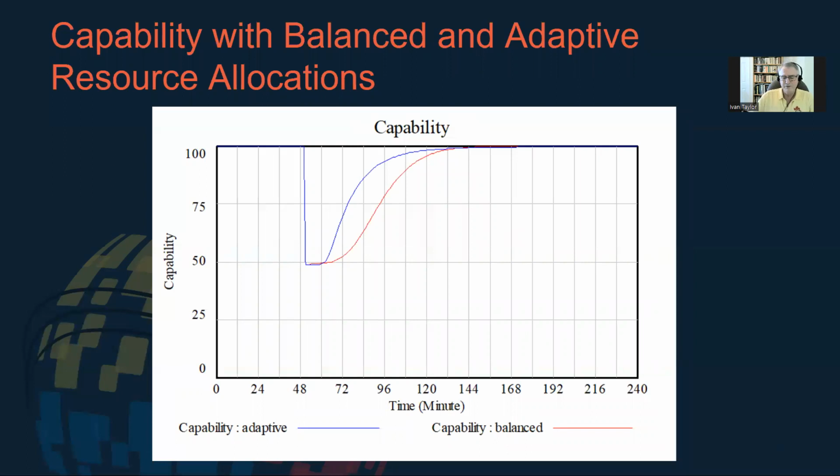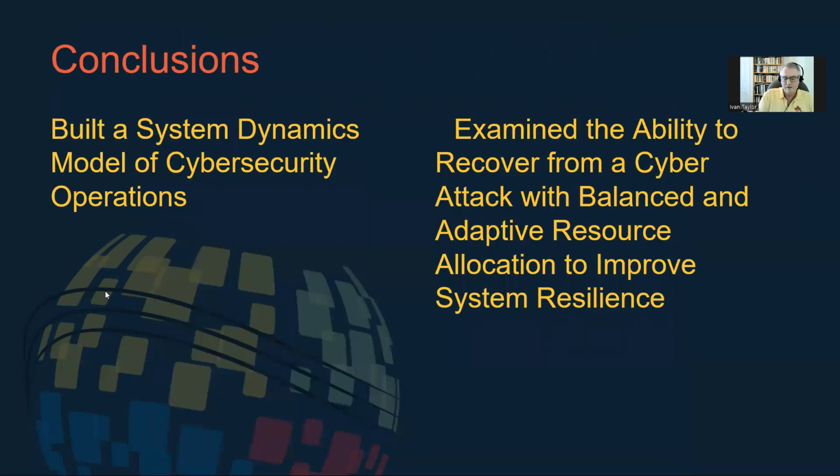So I hope this helps you understand what I am modeling in the balanced and adaptive allocation of resources and how these 2 different allocations affect the ability to recover from a cyber attack. So in summary, we built a system dynamics model of cybersecurity operations and demonstrated how 2 different resource allocation strategies would affect the system recovery from a cyber attack and improve system resilience.